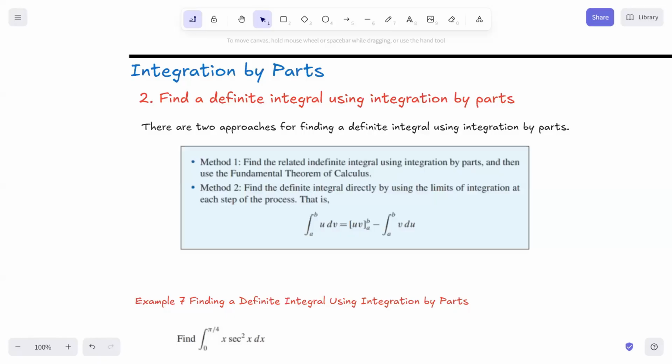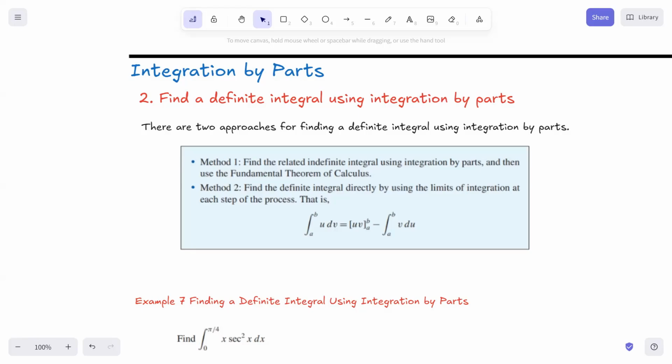Hey everybody, we're back with our second part of integration by parts. This is where we're going to find a definite integral using integration by parts. Typically, there's two approaches that we can take. The first one is to find the related indefinite integral using integration by parts, and then just use the fundamental theorem of calculus once we get the whole antiderivative. The second way is to find the definite integral directly by using the limits of integration at each step.